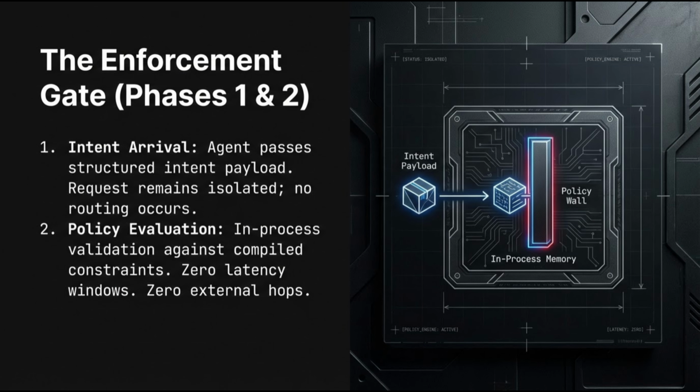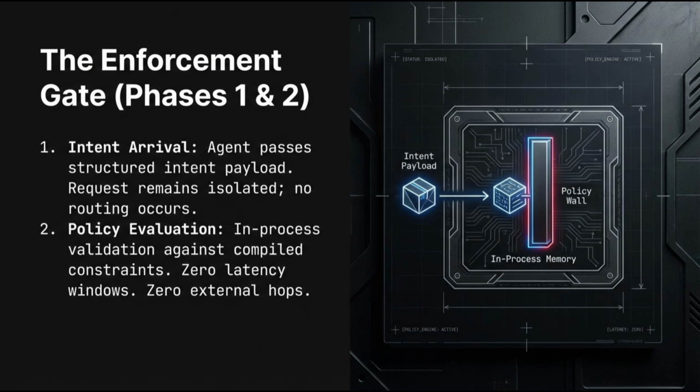The receipt lifecycle functions as a synchronous enforcement gate within the execution substrate. Let me walk through the sequence. First, intent arrival. An agent passes a structured intent payload to an internal RPC stub. The request has not yet been routed. It's isolated. Second, policy evaluation. The validation engine takes that request payload and evaluates it against compiled policy constraints in memory. This happens in process. No external hops, no latency windows where the request could slip through.